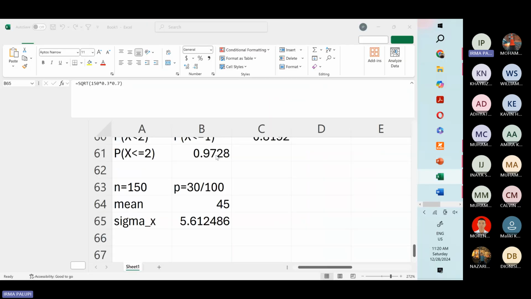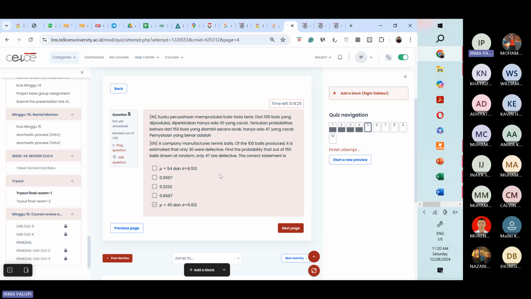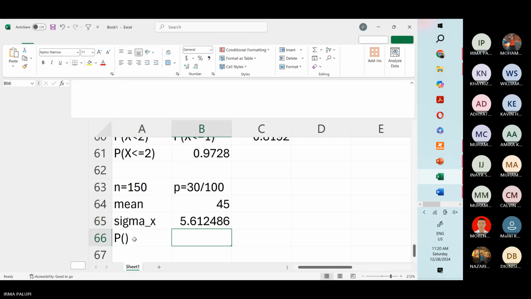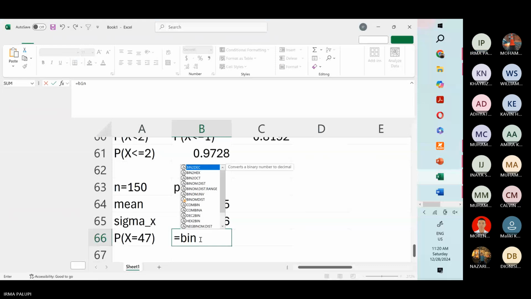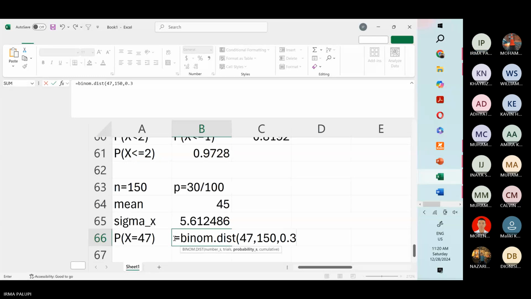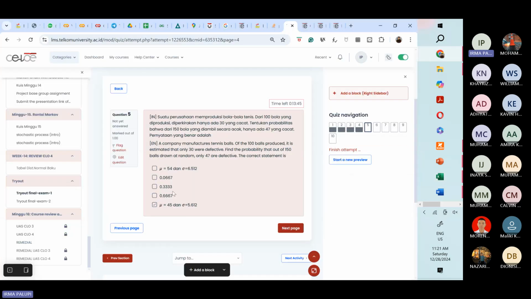Sigma is, mean is, I think this is the part. And about the probability of out of... only. Okay. So P(X equal 47), and X is binomial. And 47, number of trials is 150. Probability of success is 0.8. It's false. If you want to find the point probability, so this is the answer. Okay. Probably here. Okay, 0.065, 0.066. Yeah, it's around there.